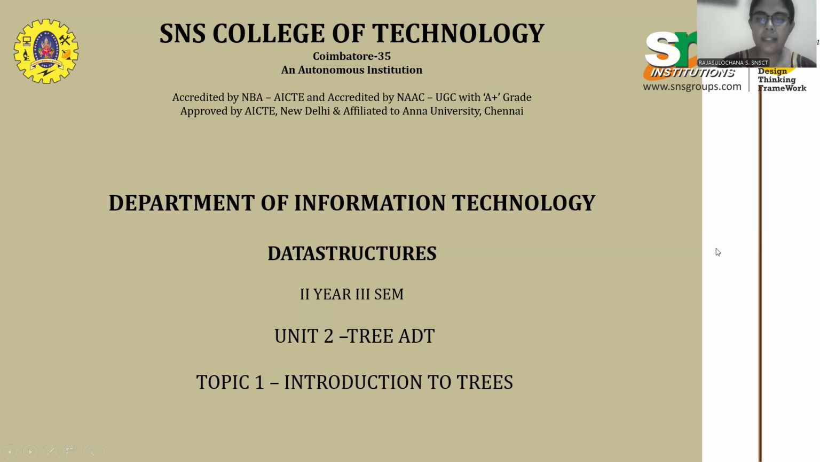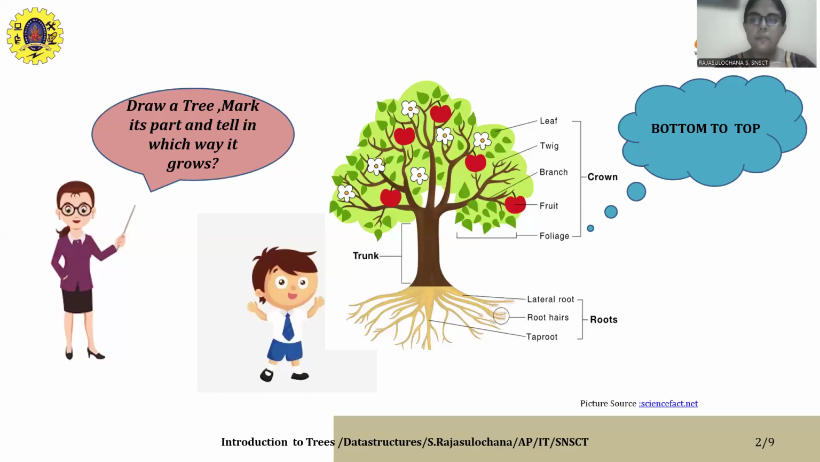So the first nonlinear data structure that I'm going to discuss is trees. Before going into our topic technically, let us discuss how a normal tree looks. So this is how a normal tree looks. It contains a root. It contains a stem which is called the trunk. It contains leaves, twigs, branches, and fruits.